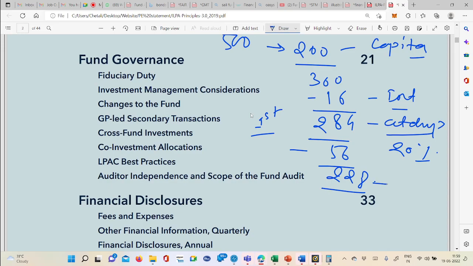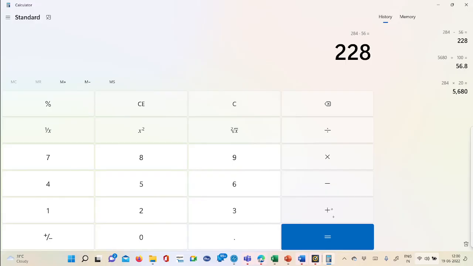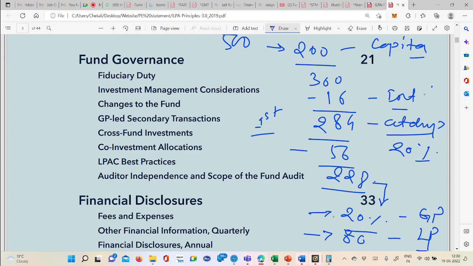And here again you can do the split, which is 20 and 80: 20 for the GP and 80 for the LP. That catch-up will go to the general partner, our fund company. The catch-up and carried interest all goes to the general partner.